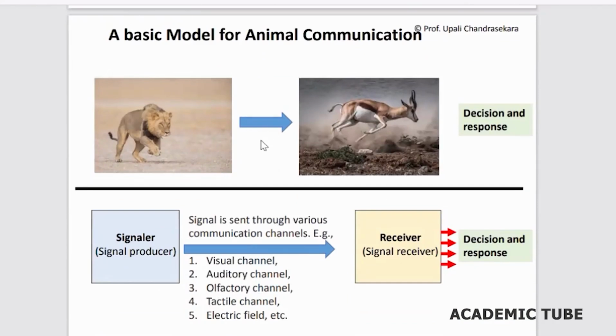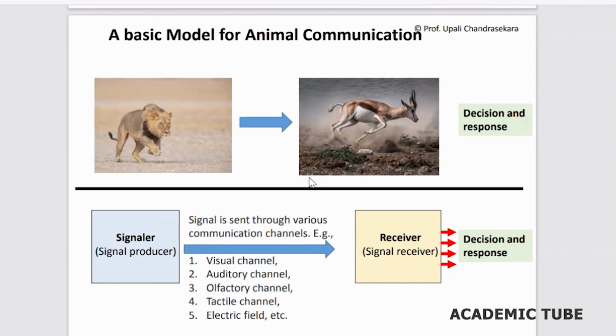You see, when a stimulus given by a particular animal causes a behavioral change in another animal, then we say that there is a communication between the two, and the signal sender is what you call the signaler, and the signal receiver is what you call the signal receiver or receiver. And as a result of receiving the signal, it decides and then shows the behavioral change, the response. Now the signal is sent.